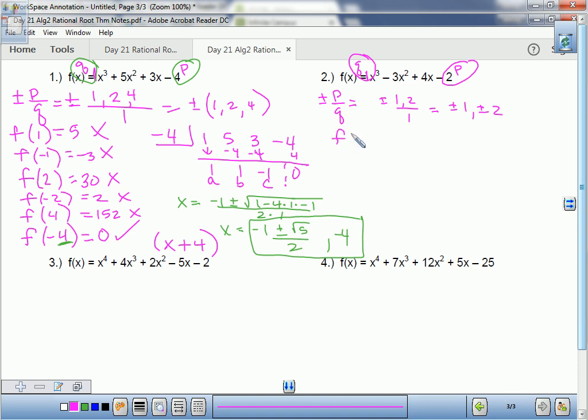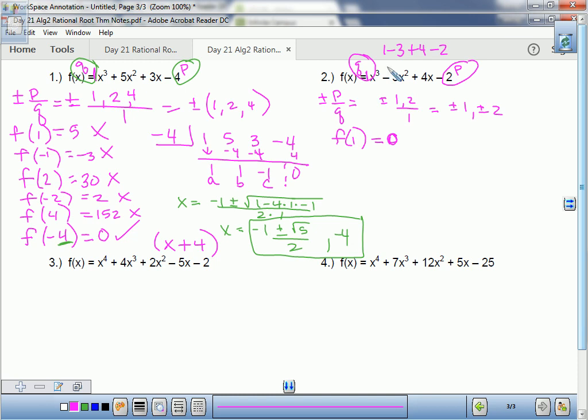All right, let's just start with f of 1. If I plug in 1, I get 1 minus 3 plus 4 minus 2. That's negative 2 plus 4 is positive 2 minus 2 is 0. I am done. I don't have to test anymore because the first one I chose to test gave me 0. When I plug in 1, 1's real easy.